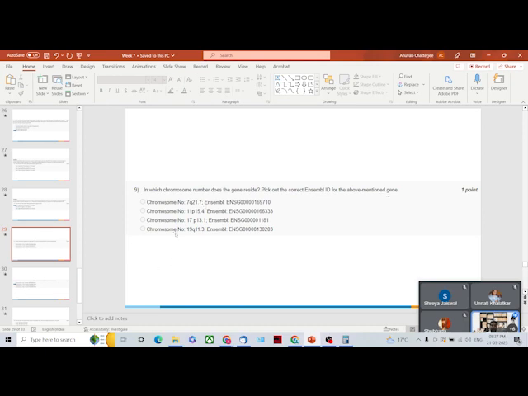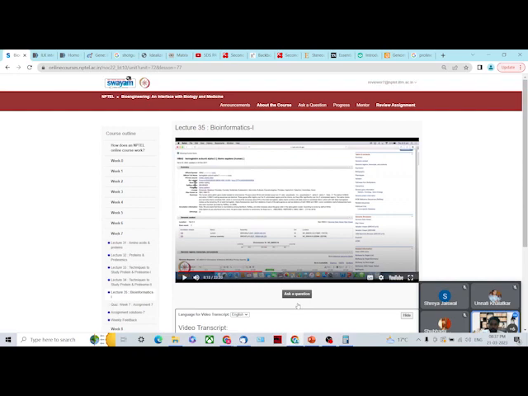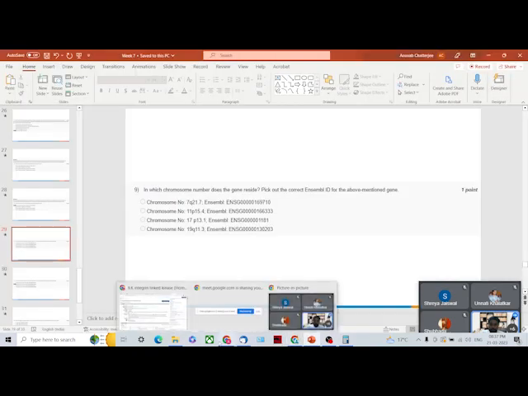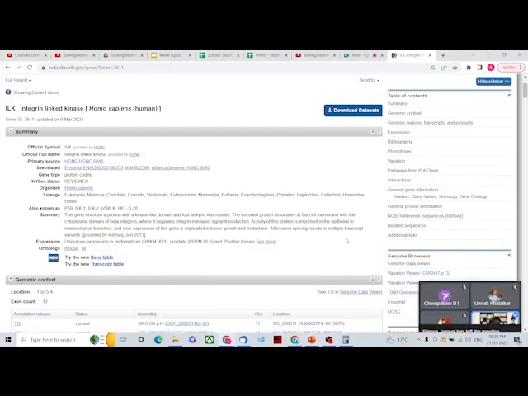The chromosome number is 7q21.7. The chromosome number is 11p15.4, chromosome number is 17p13.1, and 19q11.3. So the information is present on this particular web page only. I would encourage everyone to try and go through the web page and try and find where the information is hidden, essentially.